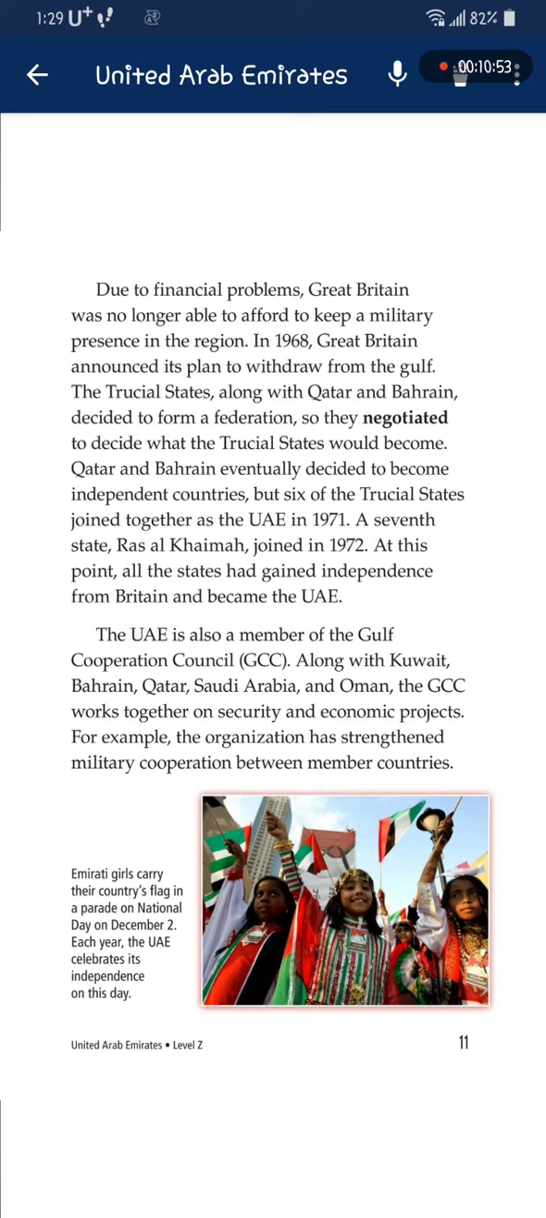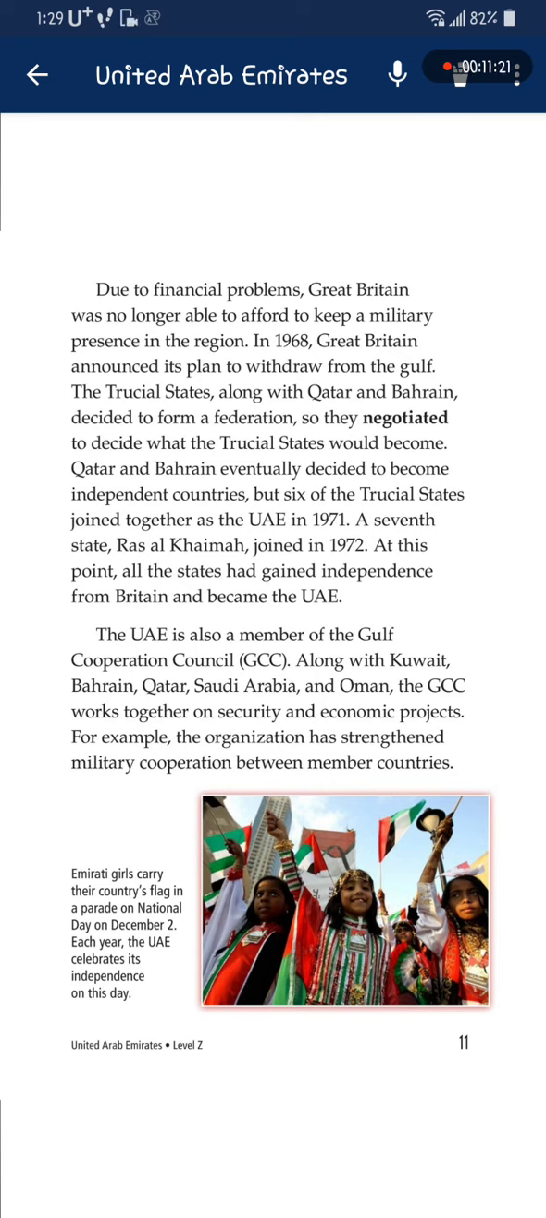Qatar and Bahrain eventually decided to become independent countries, but six of the Trucial States joined together as the UAE in 1971. A seventh state, Ras Al Khaimah, joined in 1972. At this point, all the states had gained independence from Britain and became the UAE.